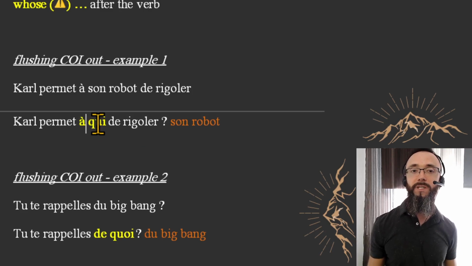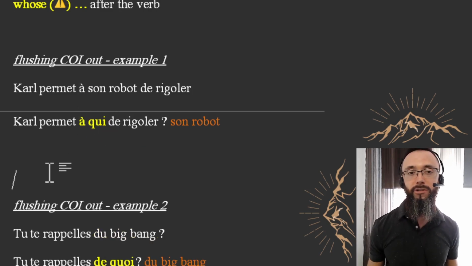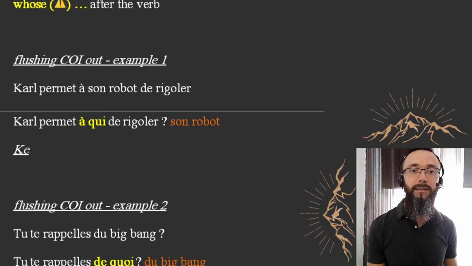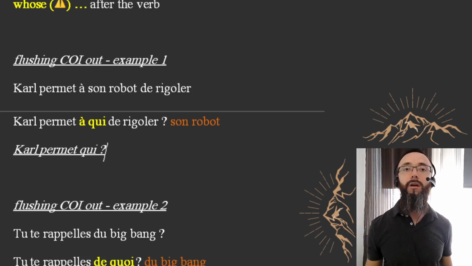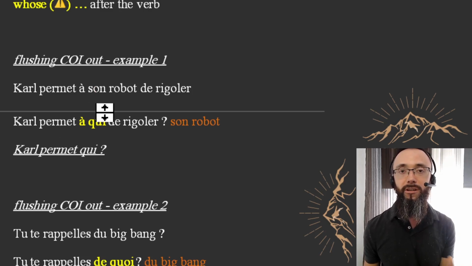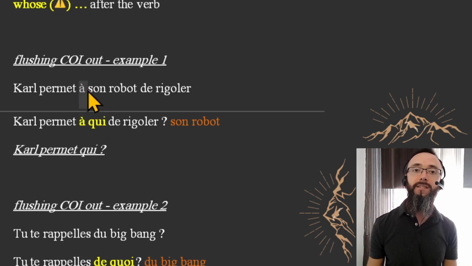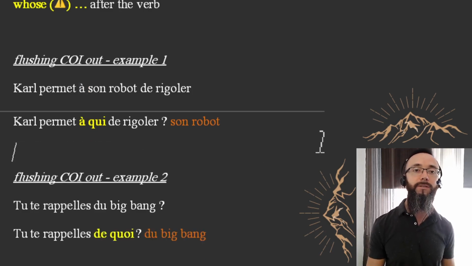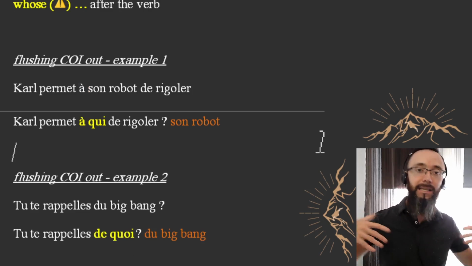Notice I added a preposition, because you noticed there was a preposition in the original sentence. And if I had said Carl permet qui? No, it doesn't work, because it doesn't mean the same, because we changed the nature of the first sentence if we don't add that preposition. So pay special attention to the preposition in a sentence. Very, very important. Carl permet à qui de rigoler?